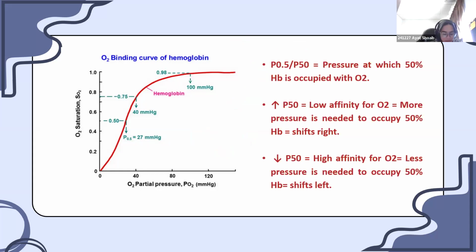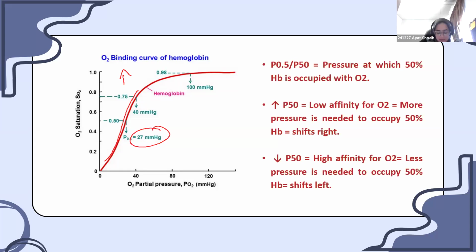So first we're going to go to a pressure of 27 mmHg. This is a normal pressure in capillaries. Normally in capillaries, only 50% of hemoglobin is saturated. And then if we increase the pressure, as you can see, the saturation just keeps increasing, right?